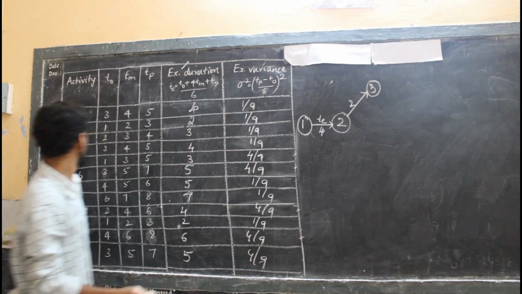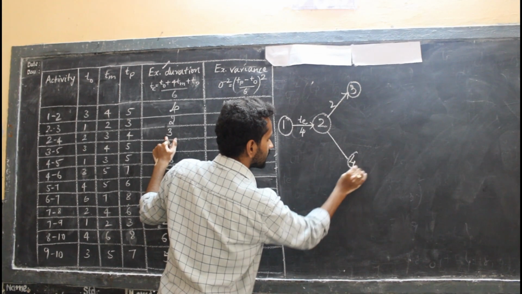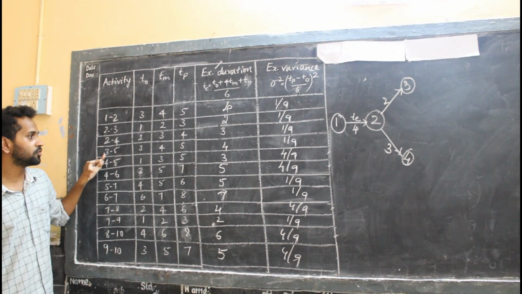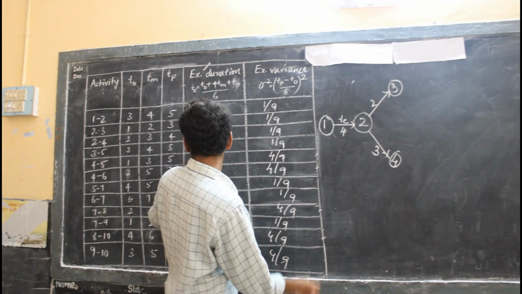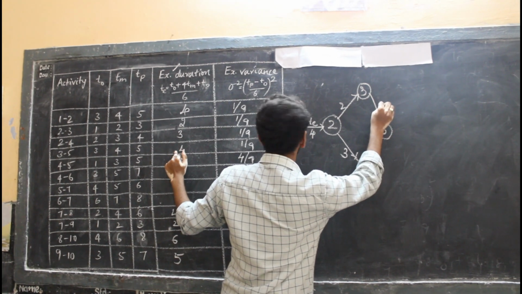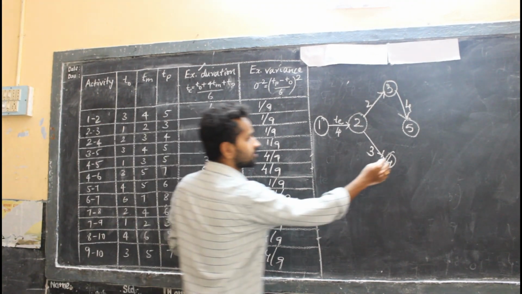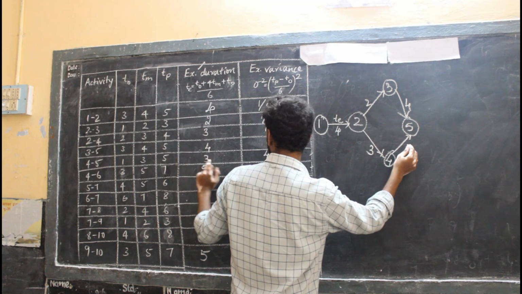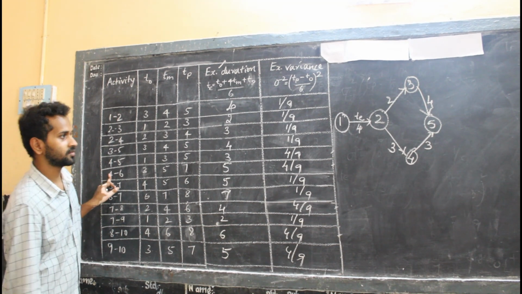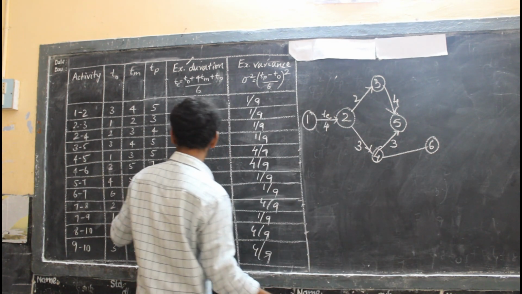Is it clear? Next activity, 2 to 4. Expected time is 3. And next one, activity 3 to 5, expected time is 4. Get that? And next one, 4 to 5. Expected time is 3. Is it clear? So now 4 to 6. I will write expected time is 5.